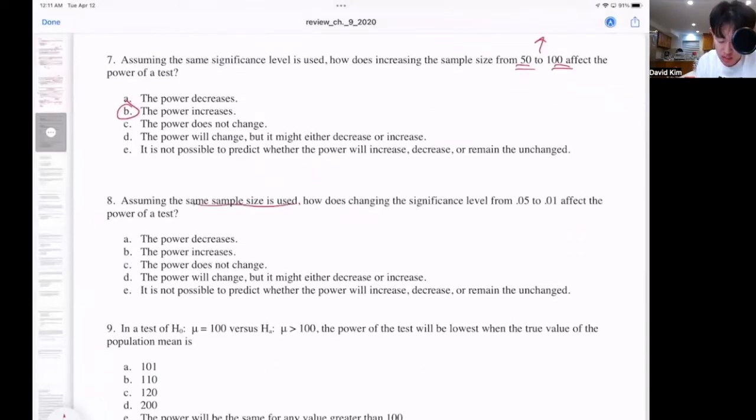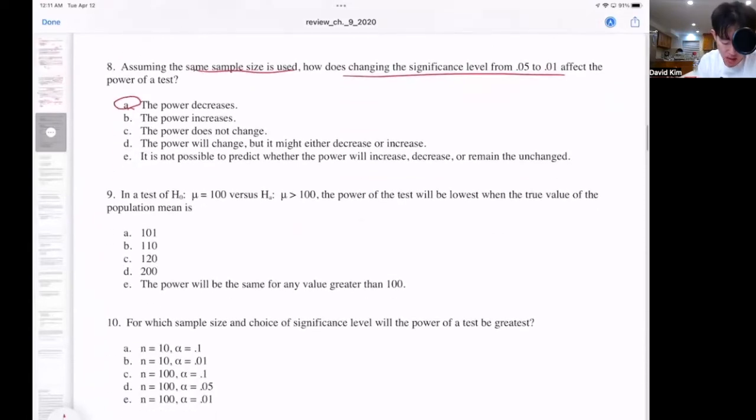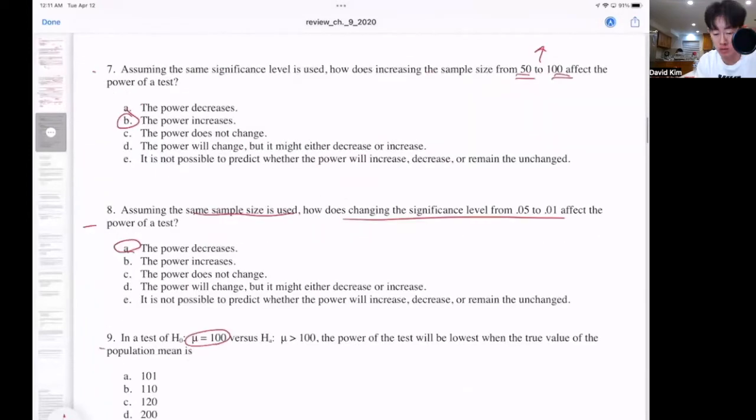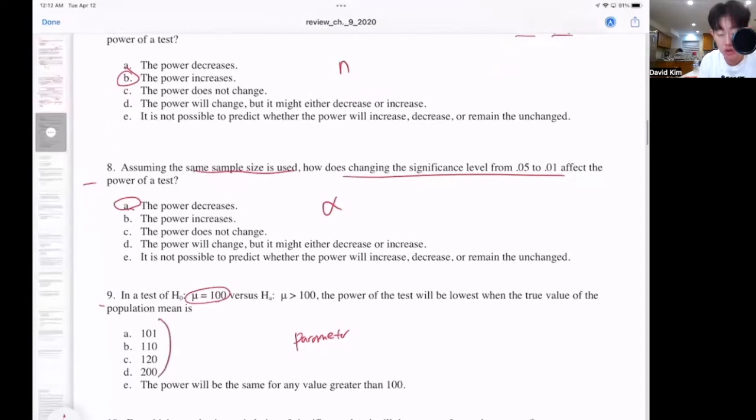So assume the same sample size is used. We decrease the significance level, so the power decreases. Number 8 is A. Numbers 7, 8, and 9 are all dealing with power. So the sample size is used here. The significance test is used here. And this is talking about the parameter. This is the third bullet point. What's going to happen if we actually use these values for the measure of parameters? Which of the following will give me the smallest possible power?